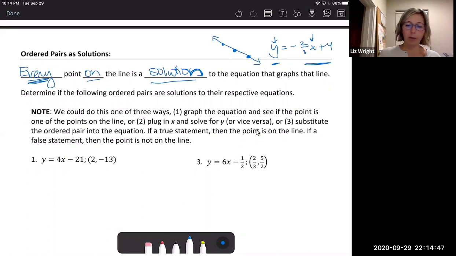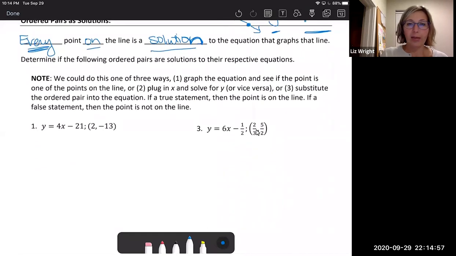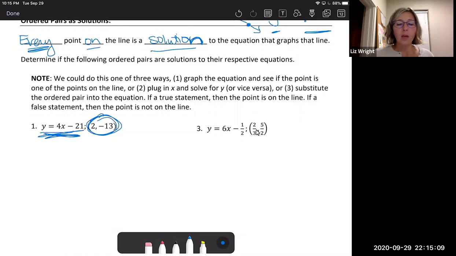So what we're going to do in the problems below is determine if the following ordered pairs are solutions to those respective equations. So we're being asked, is this a solution to this? Or alternatively, does this point lie on the graph of this line? We could graph it, and then we could see, does (2, -13) lie on the graph of that line?